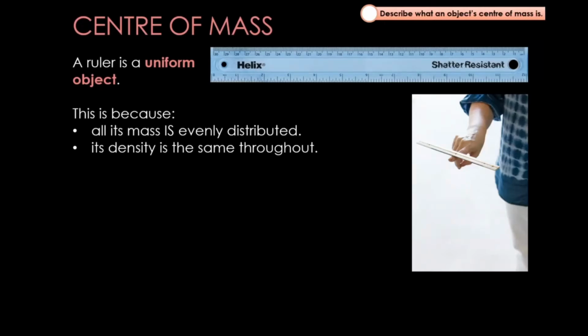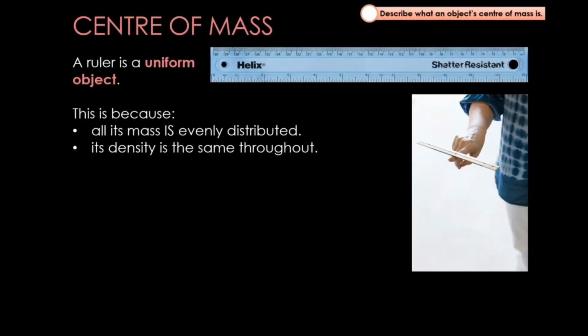When we talk about a uniform object, Karan, what we are talking about is an object that is made entirely of basically the same material. So something that's made of the same material to start with, which would then mean that this second point is satisfied. Its density is the same throughout. So if something's made of the same material, its density is going to be the same, and the mass is evenly distributed.